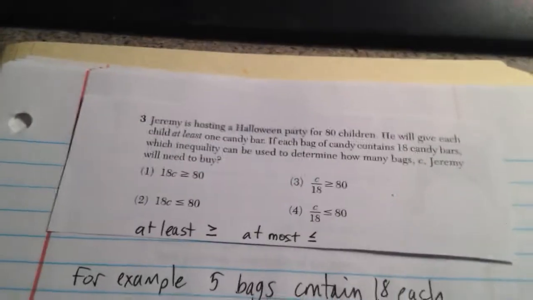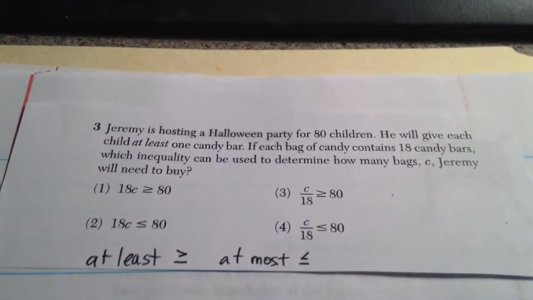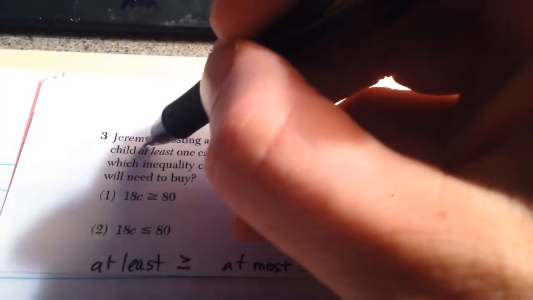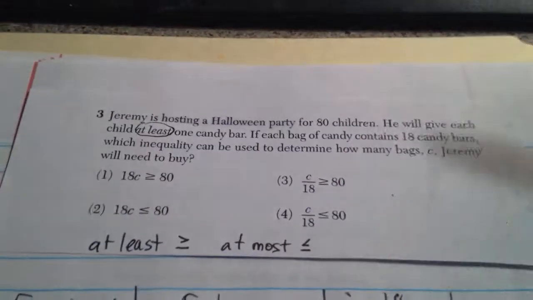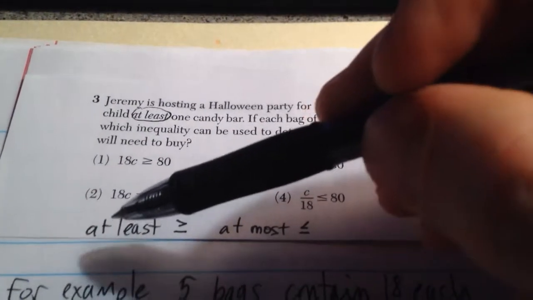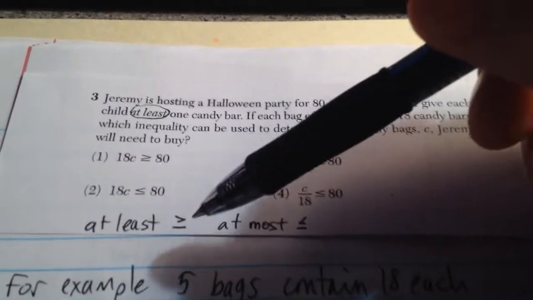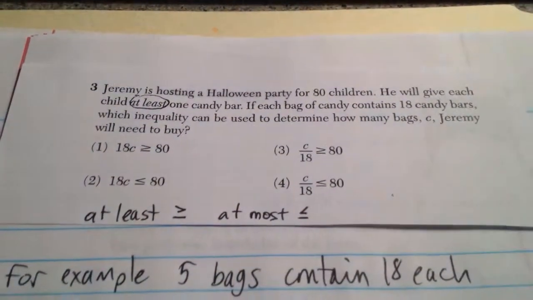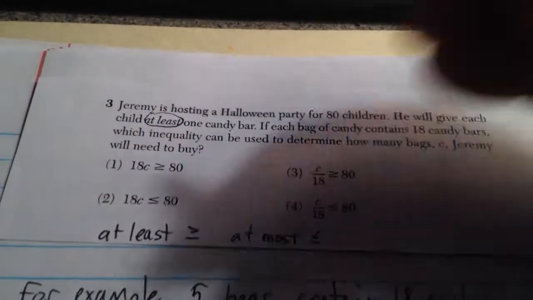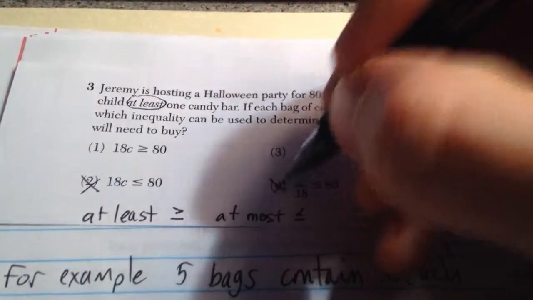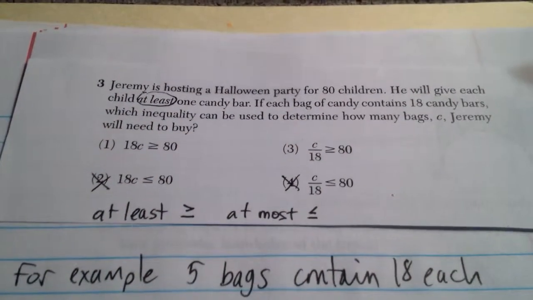In number 3, they're talking about Jeremy hosting a Halloween party. The key phrase here is "at least." Remember, at least, when read from left to right, is greater than or equal to. At most is less than or equal to. So what we could do here is, with at least we want greater than, so we could cross off this one and we can cross off this one. We're stuck between 1 and 3.